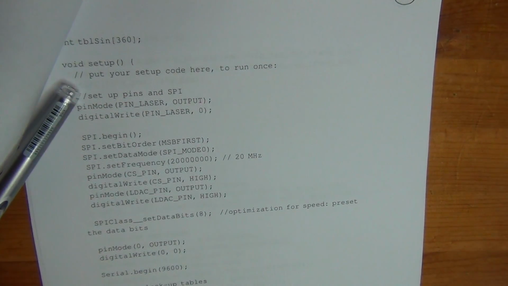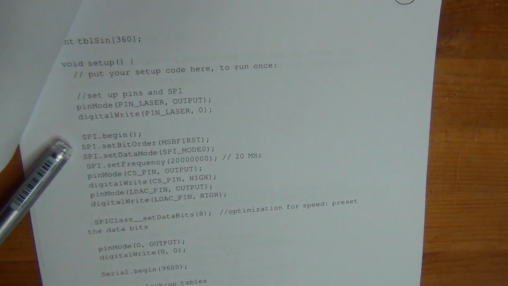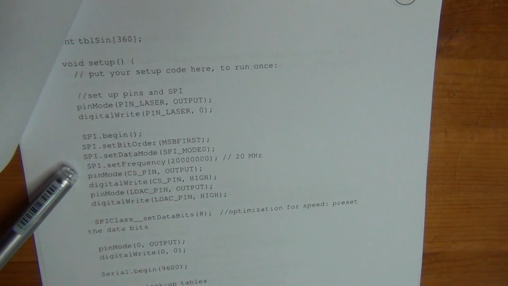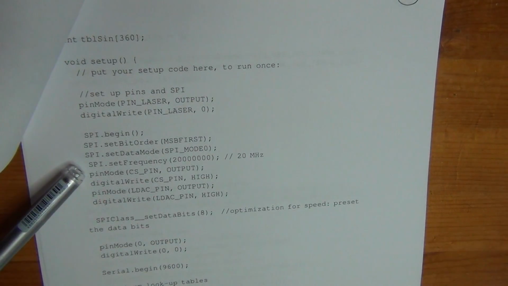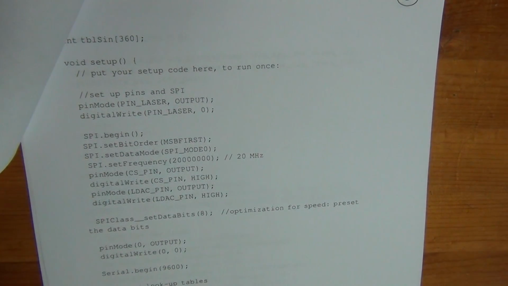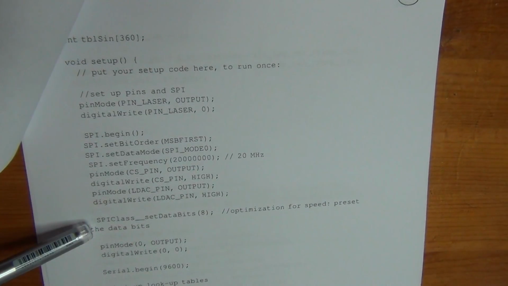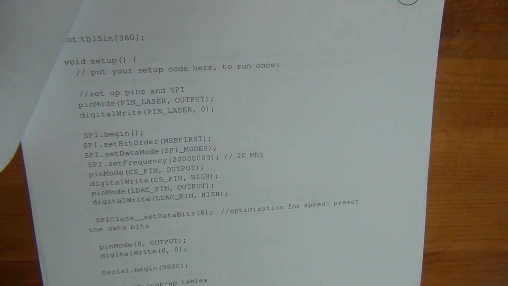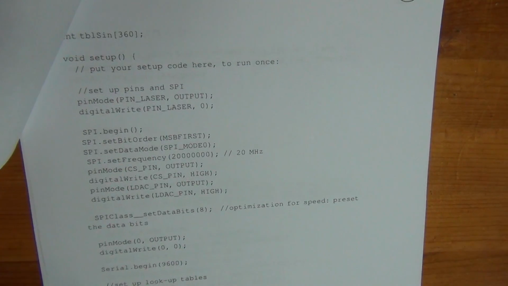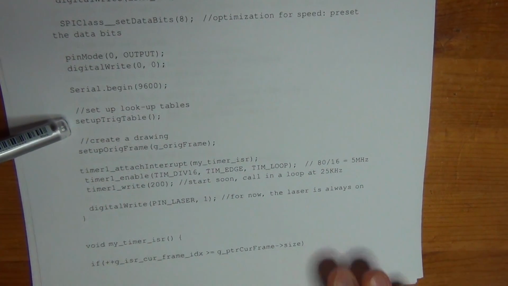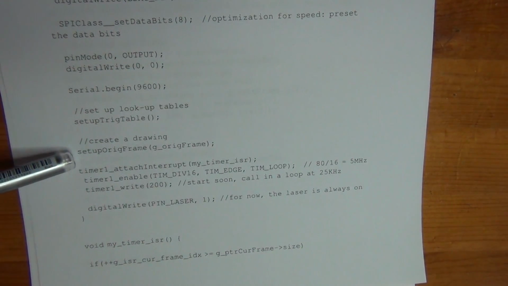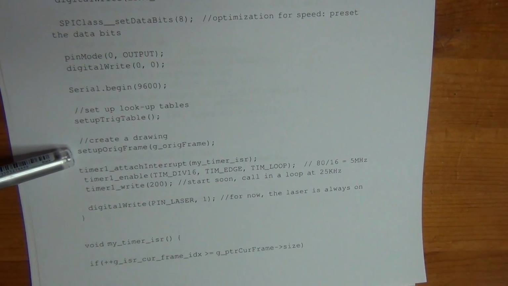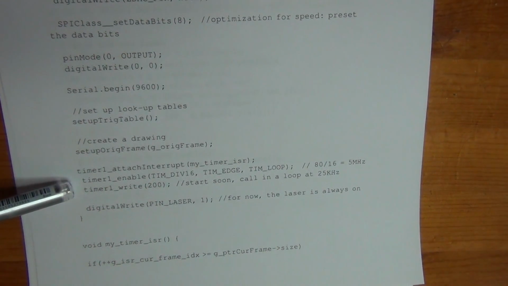The setup routine. So we set up the pins and the SPI communication. We see that the frequency here is 20 MHz. For optimization, we preset the data bits of the SPI. And then we set up the cosine and sine lookup tables. Here we prepare the original frame, that horizontal arrow I was talking about. Then we enable the timer.